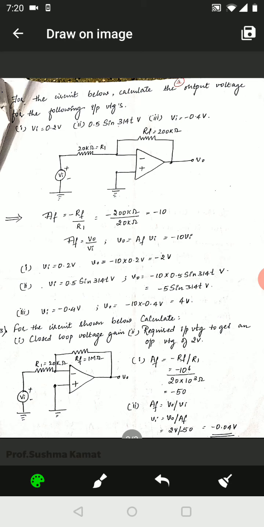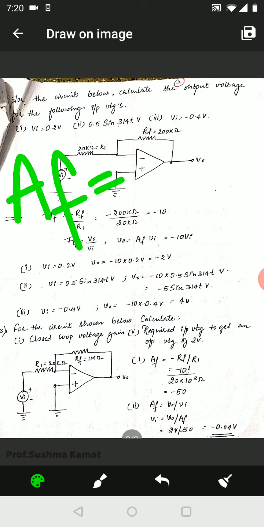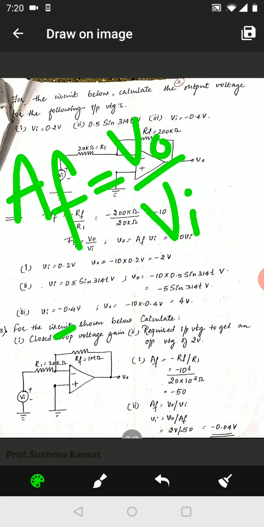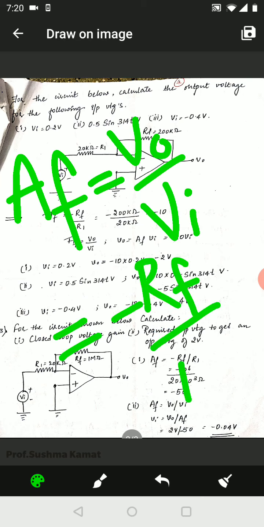Okay, so we do have the formula AF is equal to V0 upon VI, which is equal to minus RF upon R1.